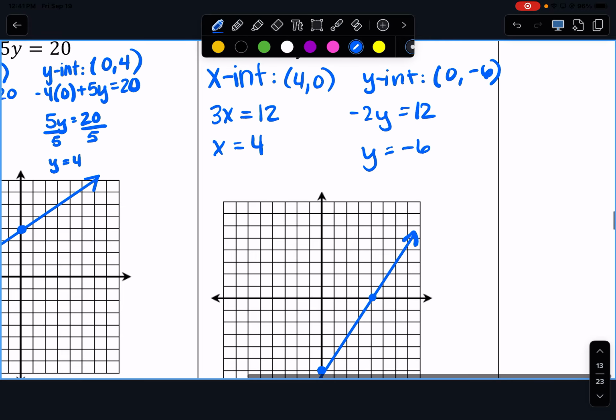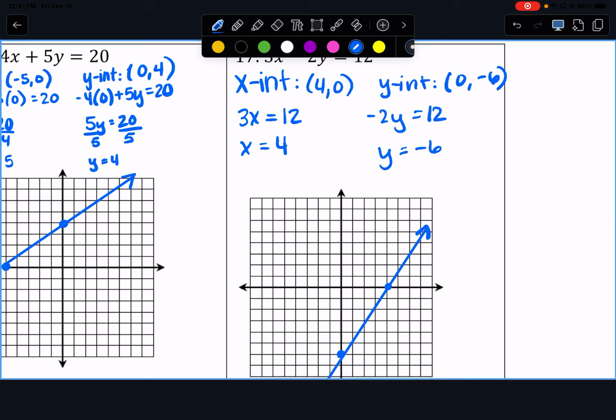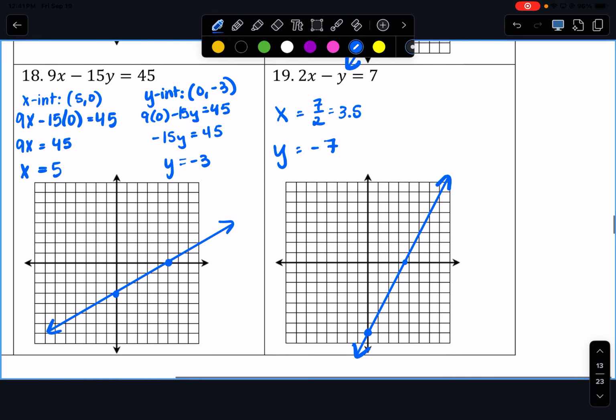What is our x-intercept for 17? 4. What is our y-intercept? -6. So the graph should look like this. For 19, what's your x-intercept? 7 over 2, which is the same thing as 3.5. So that'll work either way. Then our y-intercept is at -7. Our graph should look like this.